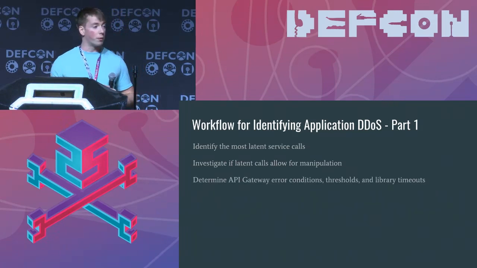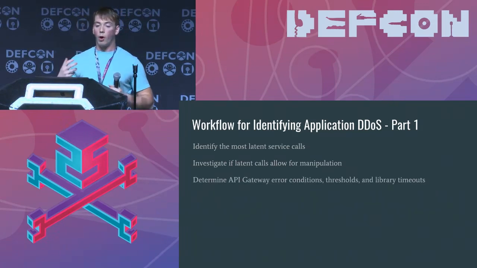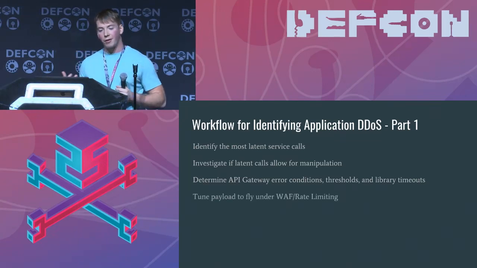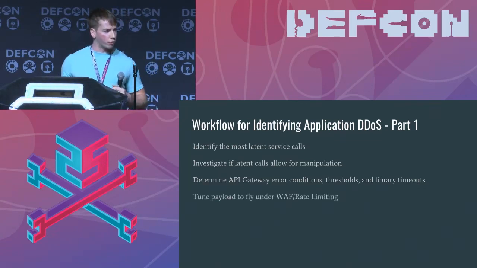Once we've determined those circumstances, we want to learn more about the API gateway's error conditions. Like, how do we know our attack is working? How do we know when we're being blocked by a firewall? What are the thresholds and timeouts of the particular clients that we're targeting? And once you build that story up, you need to actually tune your payload to fly under the WAF, and we'll discuss a couple techniques you can use to do that.